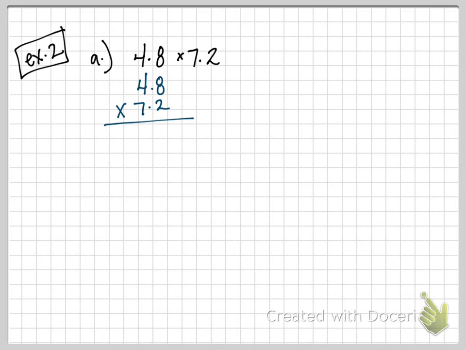So 8 times 2 is 16. Carry the 1. 4 times 2 is 8, plus 1 is 9. Then I'm going to just cross this one out so I don't get confused later. Put my placeholder 0. 7 times 8 is 56. Carry my 5. 7 times 4 is 28, 29, 30, 31, 32, 33. And then we add.